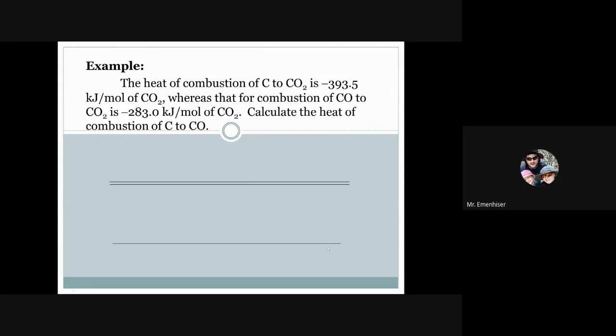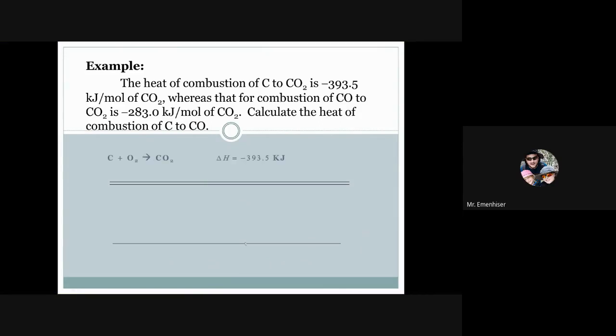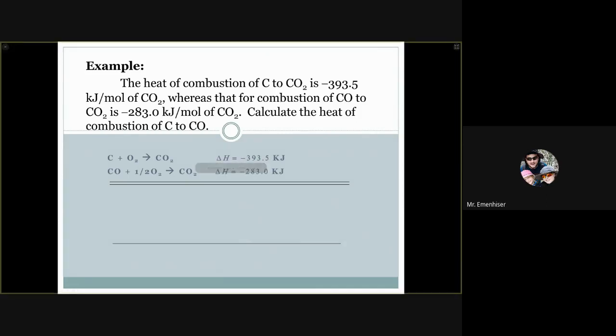That was number 1. Where's number 2? Number 2, we have a couple reactions. And let me see if I can actually get the reactions pulled up. There we go. So here are our 2 reactions. We have carbon plus O2 makes CO2, and we have its delta H. We have carbon monoxide plus 1/2 O2 to give us CO2, and we have its heat of reaction.